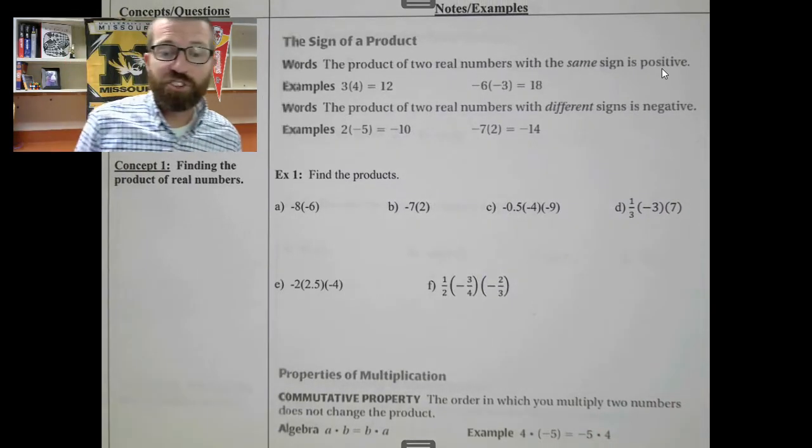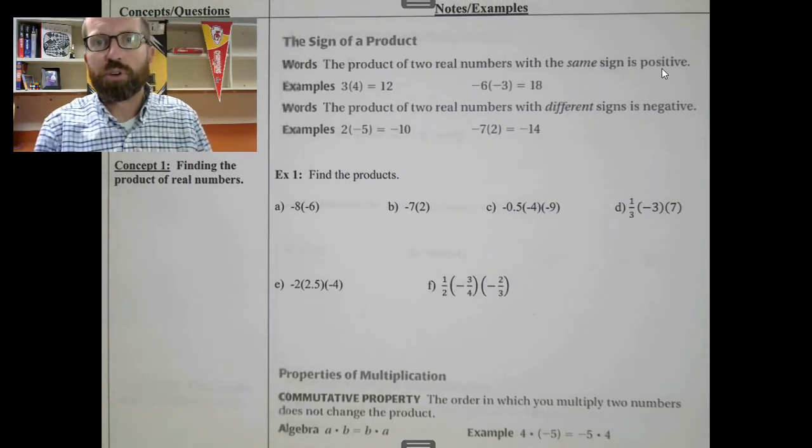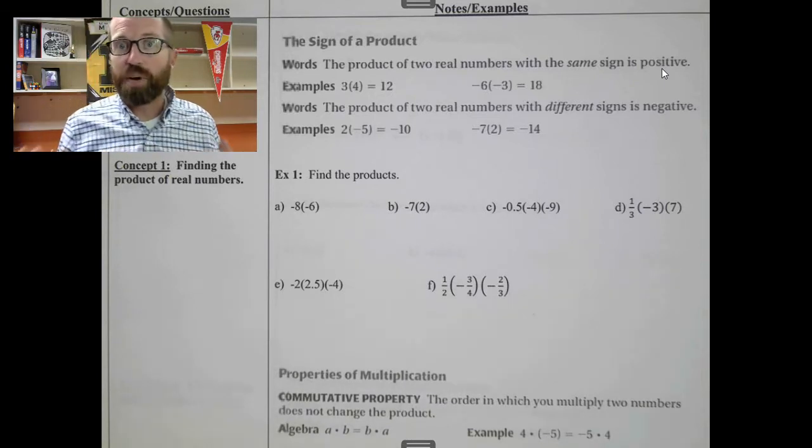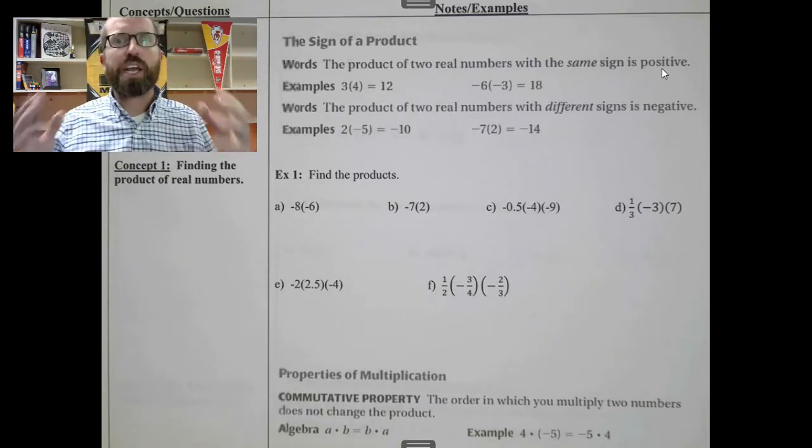Okay, we're going to look at multiplication of real numbers today. We're going to look at multiplication of positive numbers and negative numbers.